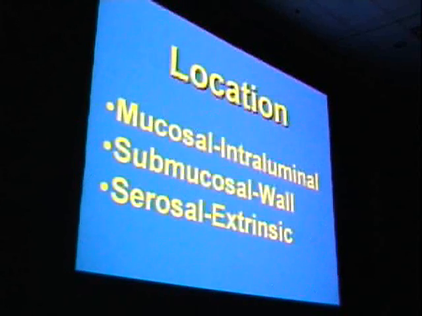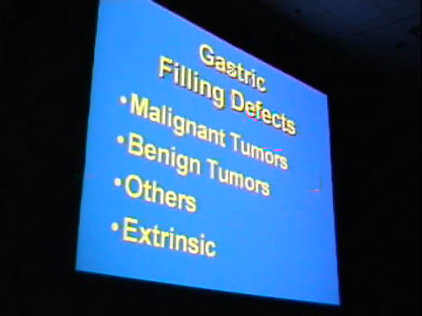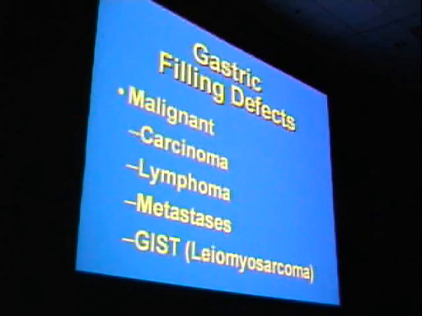To the stomach, again: mucosal, intestinal masses, submucosal wall lesions, serosal, extrinsic. A simple concept to try to help you narrow your differential. We'll talk about malignant tumors, benign tumors, and other things, as well as extrinsic things that might produce filling defects in the stomach. The most common thing, obviously, is going to be malignant lesions, as listed here. And notice that I have leiomyosarcoma there. Actually, you can see leiomyosarcomas in the stomach, small bowel, and colon, but they're very, very rare.